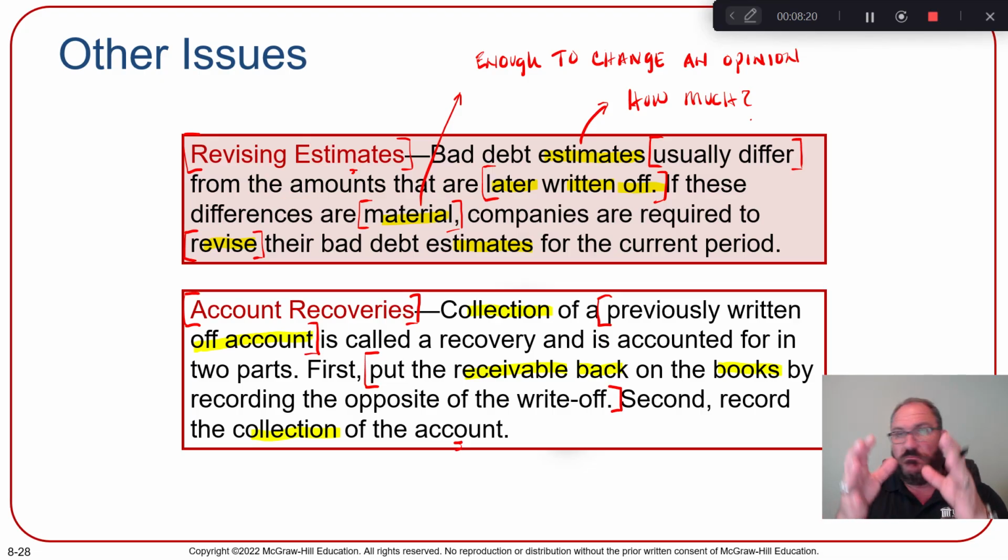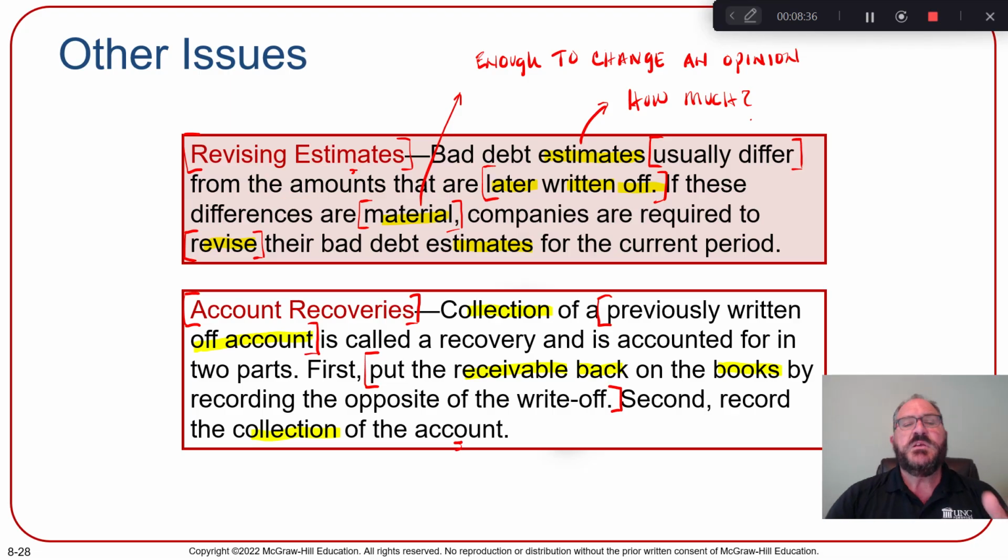Also, if you put money aside in that allowance account and you're constantly using more than that, then you're going to go, whoa, we have to put more money in there. So again, it's not a perfect system. You have to get it as close as possible, and that's what companies look to do.